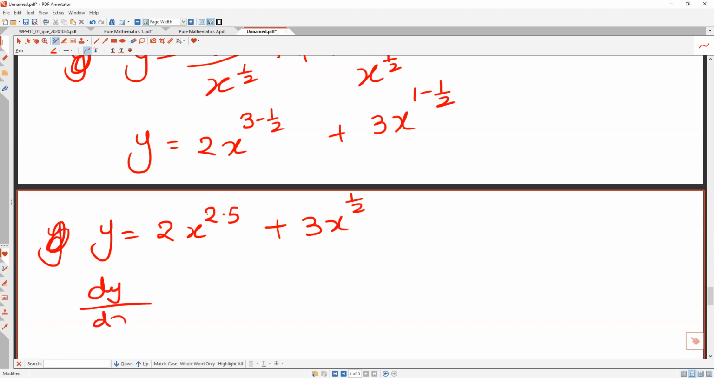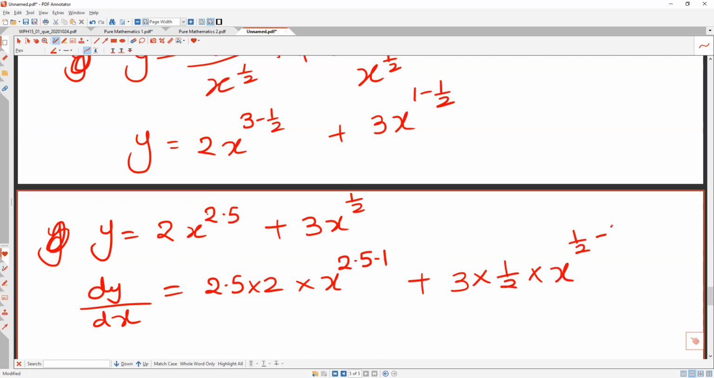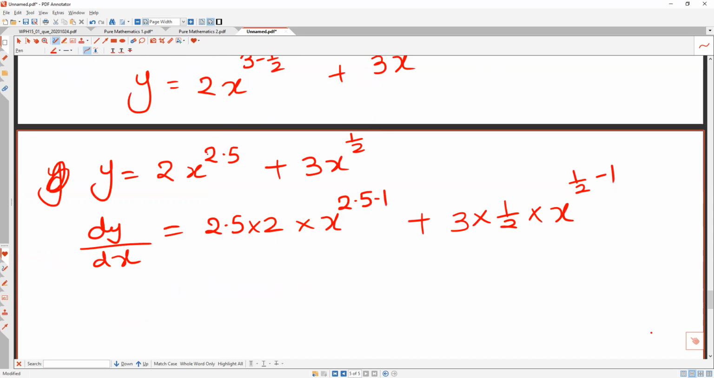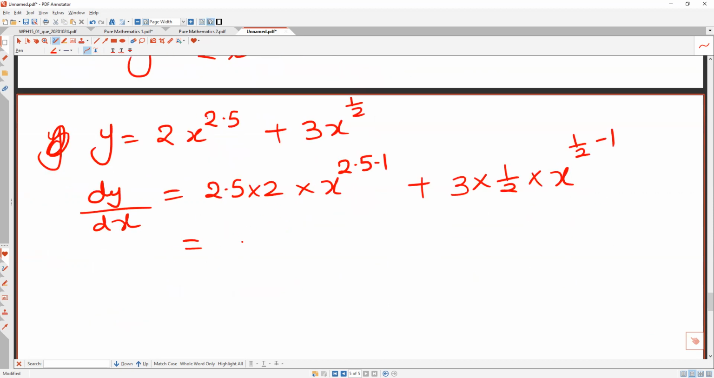Now here I have to write dy by dx. So dy by dx will be 2.5 into 2 multiplied by x raised to 2.5 minus 1, then plus 3 into half into x raised to half minus 1. What is 2.5 into 2? 5. So 5x raised to 2.5 minus 1, that is 1.5, plus 3 by 2 x raised to minus half.